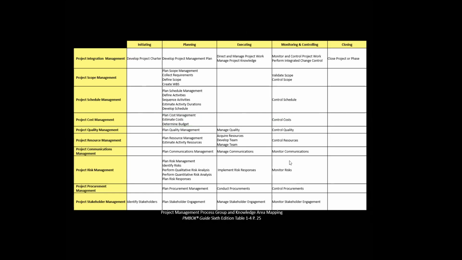So plan cost management, what are we doing here? We're trying to get our cost management plan out. Estimate cost, we're trying to get our cost estimates out. Determine budget, we're trying to get our cost baseline out. And control cost, we're trying to keep everything normal, and we aim to get our cost forecasts.